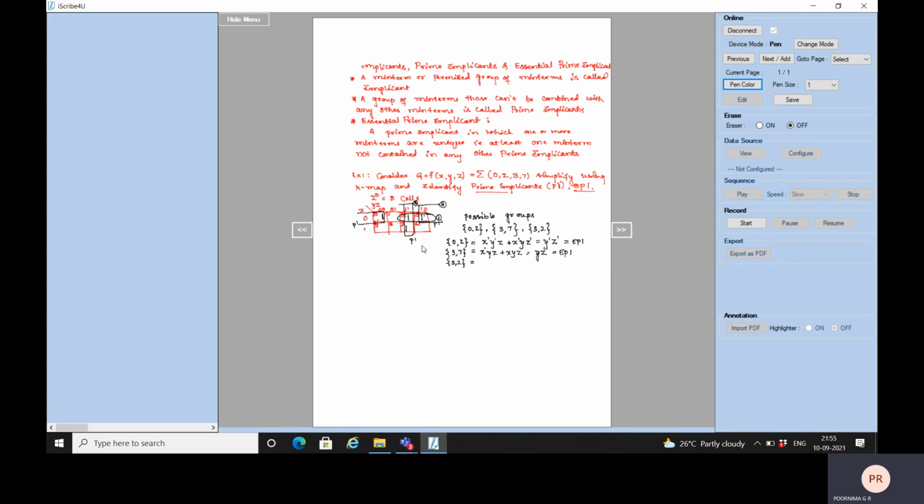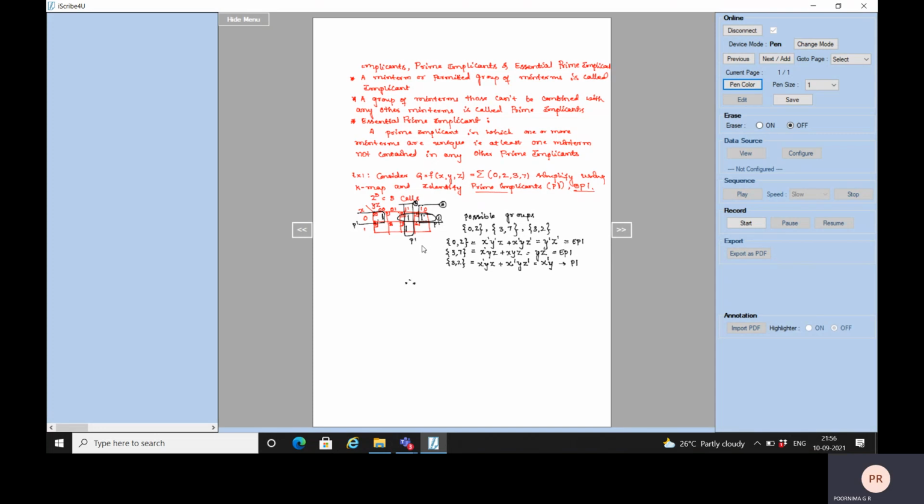Whereas if you go for 3, 2: 3 has already been combined with the second group 7, and 2 has been combined already with 0. Hence, even though we get x bar y z grouped with x bar y z bar, giving us x bar y, this is considered to be a prime implicant. So this is how essential prime implicants and prime implicants we are able to identify through the Karnaugh map.